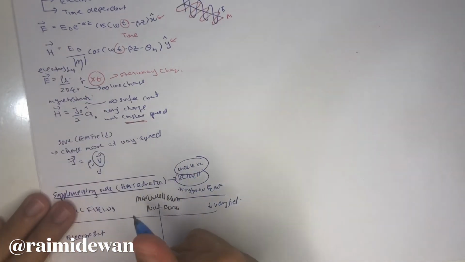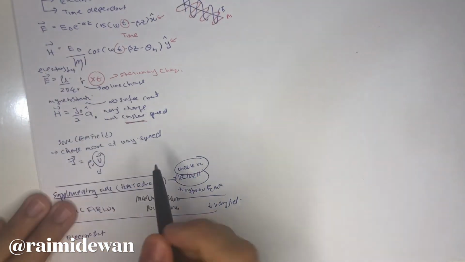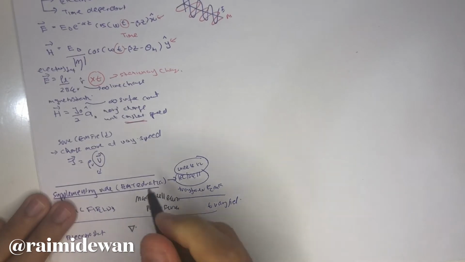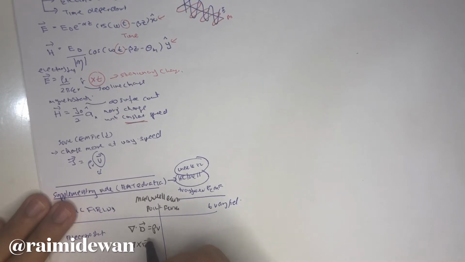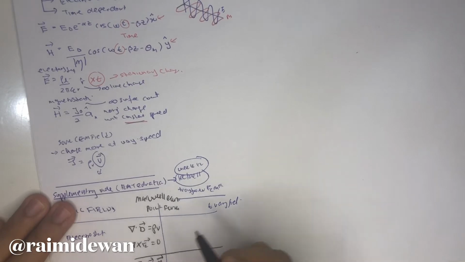So you have this, which is what you learned. This is the first Maxwell equation that you learned. And then you also learned about curl of E, which is 0. And then for the magnetostatic field, you learned about the curl of H equals your J. And also you learned about the divergence of B equals 0.